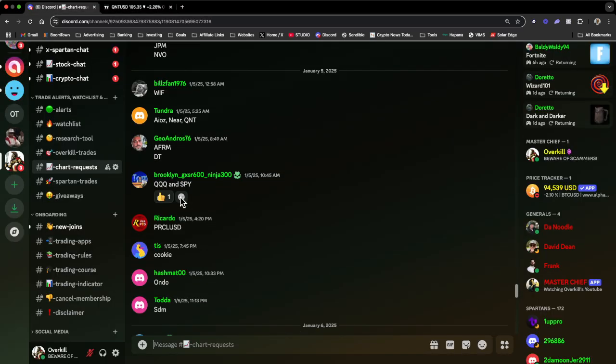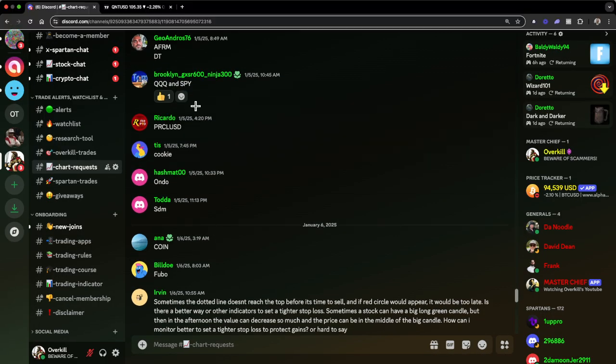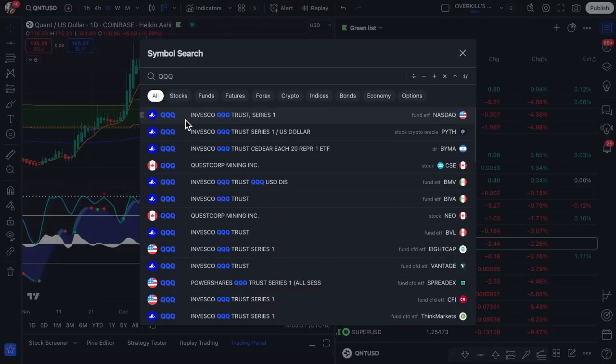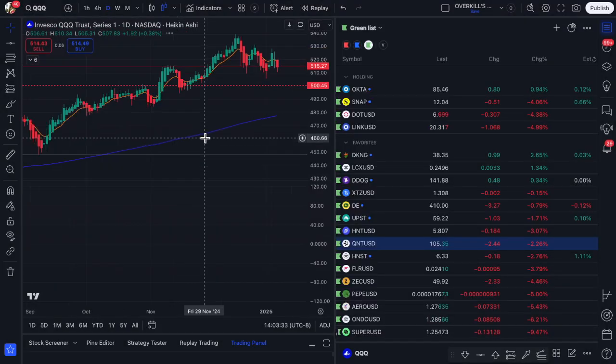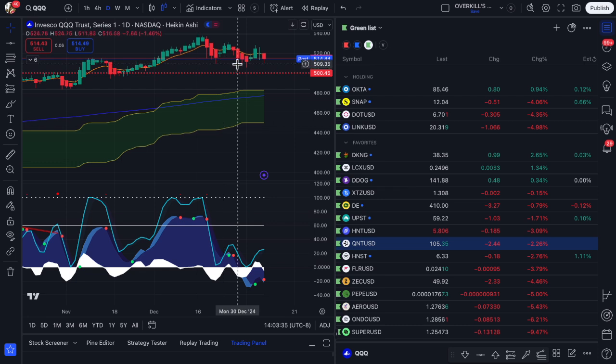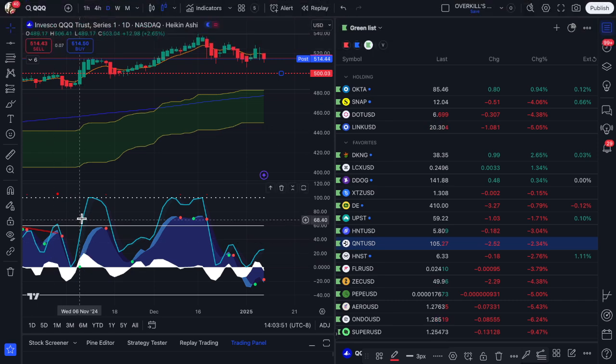We got A-Firm, we covered. DT, we covered. QQQ and SPY, yes. Those also got red dots here today. If you guys are not familiar with these two ETFs, they are the largest traded ETFs on the stock market. The QQQ has a bunch of tech stocks in it. For those of you who don't know what an ETF is, it's just a mutual fund that has a bunch of different stocks that you can buy just by buying the QQQ name. So this has like Apple, Microsoft, all the big ones, Tesla.